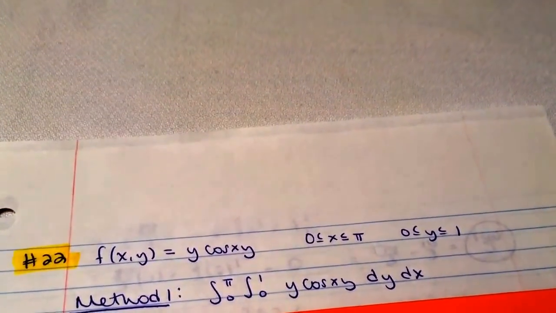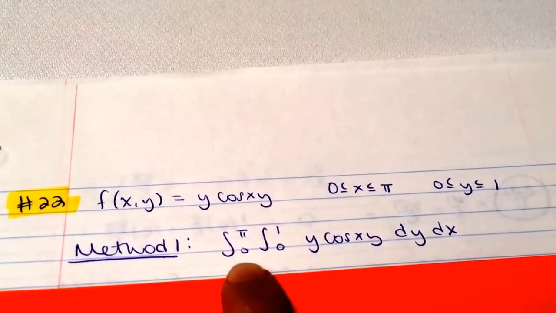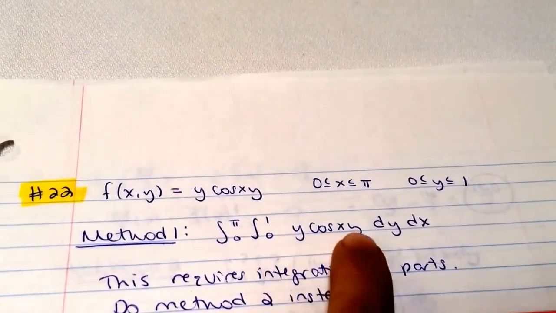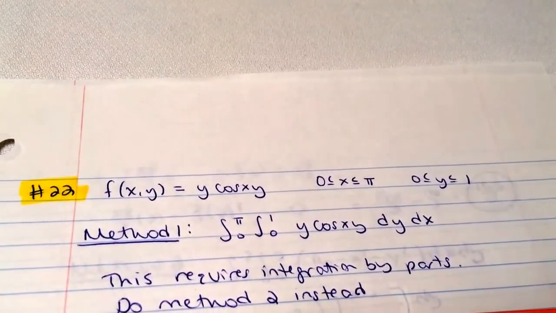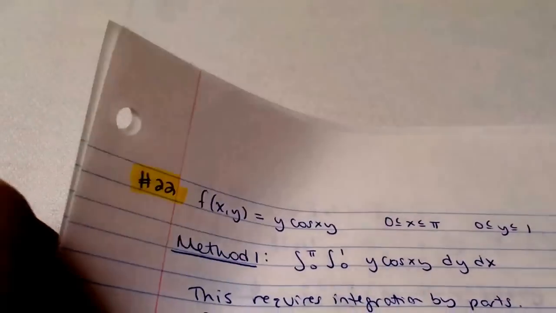So this one, same thing happens, opposite order. Here, I did method one with the y's on the inside and the x's on the outside. This is going to require integration by parts because I've got a y here and a y here, and a u substitution isn't going to work. So that would be integration by parts. So I've decided, forget that. I'm going to try method 2 and see if that's any better.